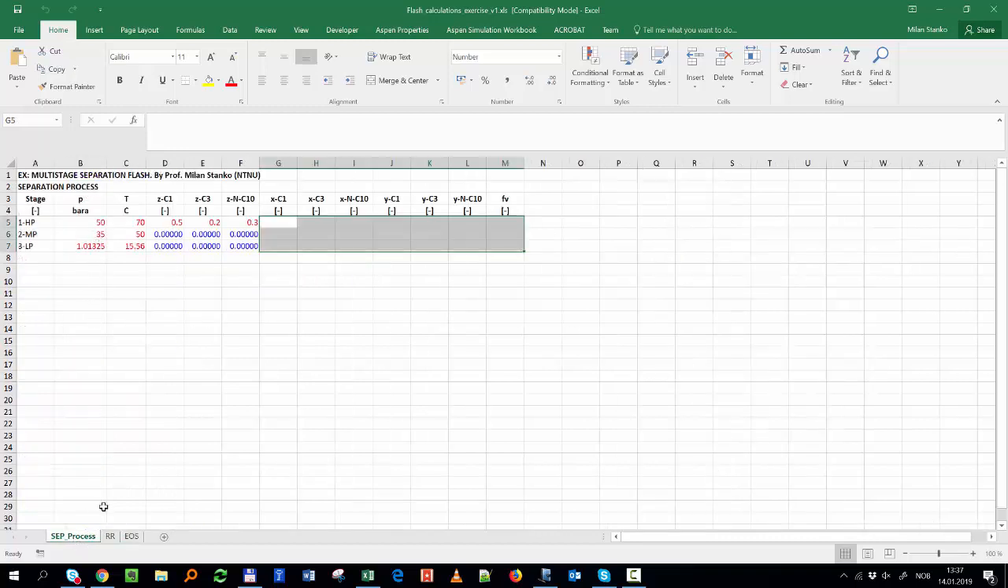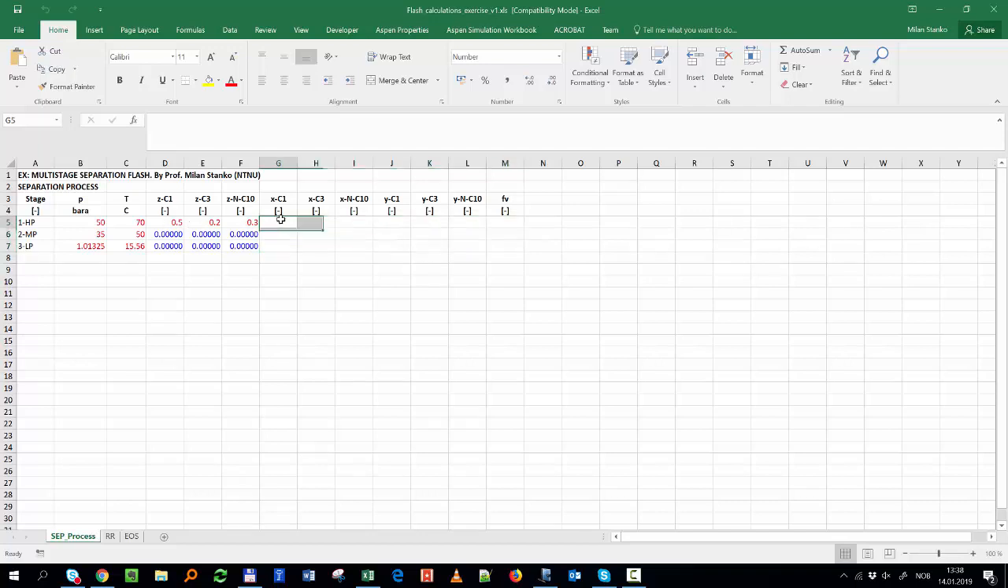Just the first separation process. So we have a separation process of high pressure, medium pressure, and low pressure. Here you have the pressure and the temperature. And you see that the inlet composition to the separator is this one, 0.5, 0.2, 0.3. I did it very simple. We have a lot of components, but we are going to have only 3 now just to make your life simpler. But you can use the same procedure for multi-component.